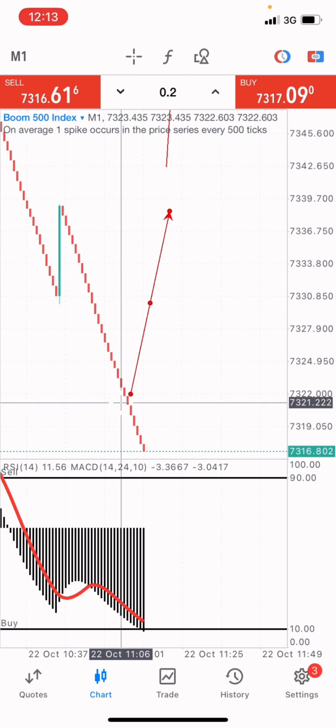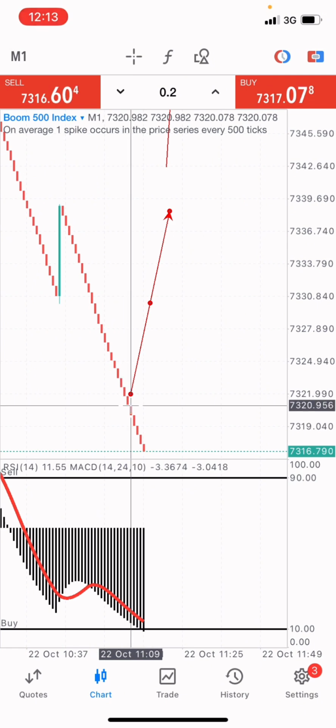The spike has not come in. So this is what you should put in your mind: sometimes you expect the spike to come into this market, and being very honest with you guys, there are some instances whereby you are expecting the spike to come quickly, but the spike might delay.